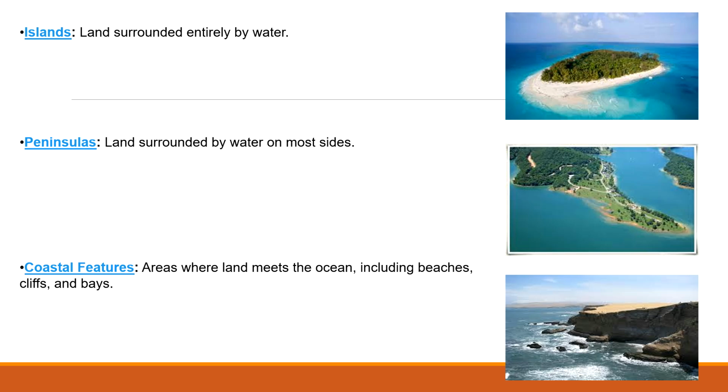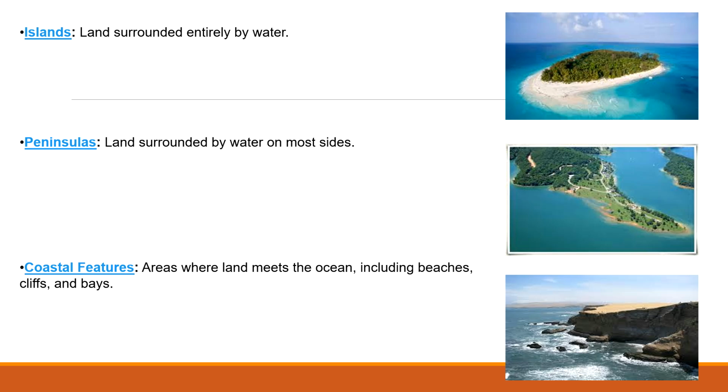Next is the peninsula. What is a peninsula? Land surrounded by water on most sides. You can see that these are lands covered by water from three sides, like India. South India is covered by water bodies from all three sides, so it is also known as a peninsula country. I hope it is clear from the given picture, right?